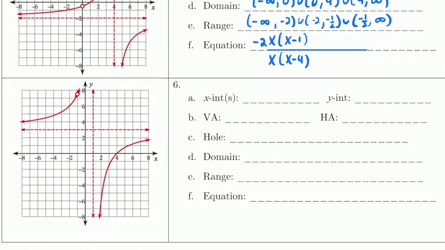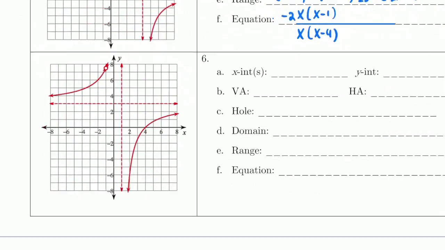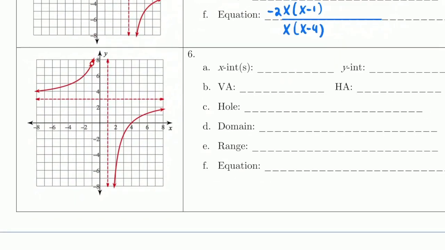And I believe, yep, number 6 is the last one. So number 6, same idea, x-intercept at 4, 0, y-intercept, well, we can't see it, so we're not going to worry about it. Vertical asymptote at x is equal to 1, horizontal asymptote at y is equal to 3, and our hole, that looks like it's about negative 1, 7.5. I'm not even going to bother writing a fraction for that one.